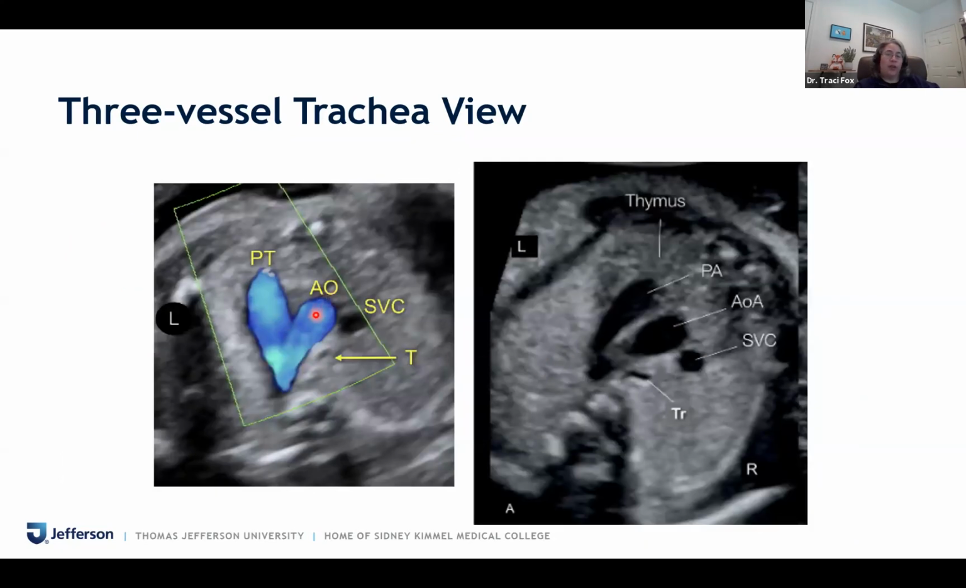In color Doppler, everything should be flowing towards the ductus arteriosus. So one of the things you'd be looking for is flow going in the wrong direction, and also, of course, disproportionate sizes.